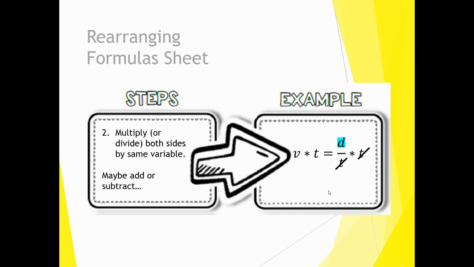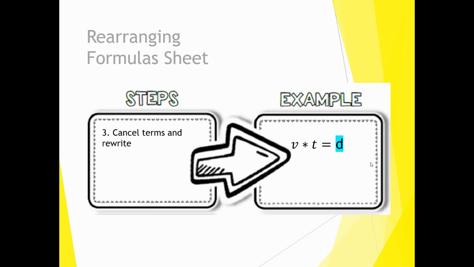So your second step would be to multiply or divide both sides by the same variable. Sometimes you might need to add and subtract depending on what the formula is, but whatever you do on one side, you need to do on the other in order to make certain that this statement stays an equivalent statement. So in this case, I wanted to get rid of the time that was in the denominator, so I multiplied both sides by t. And when I do that, I see that I have a t in the numerator and a t in the denominator, and they will cancel out because t divided by t is 1.